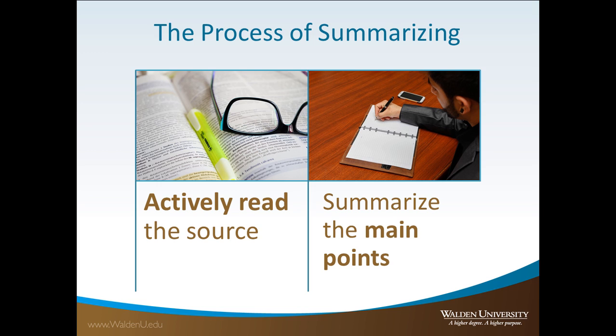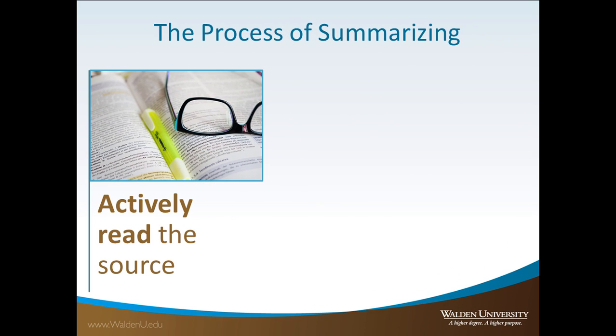To effectively summarize a source, writers should focus on two steps: actively reading the source and summarizing the source's main points. Both steps are crucial to accurately and effectively summarizing, so let's look at each step in depth. Active reading is important in all academic writing, but it's also important in summarizing. Without a clear understanding of what a source said, it's impossible to accurately represent that source in your own writing.